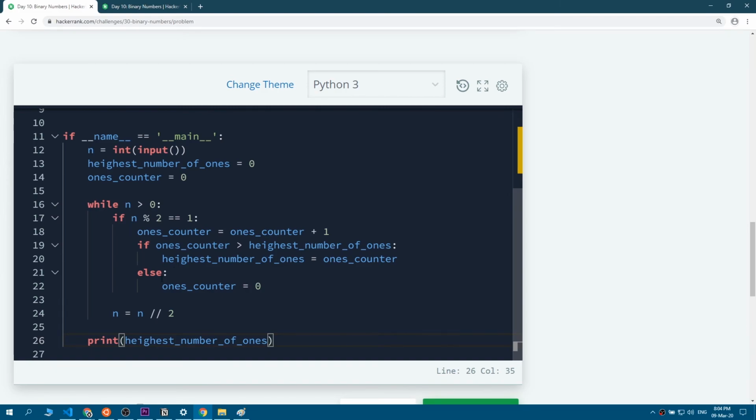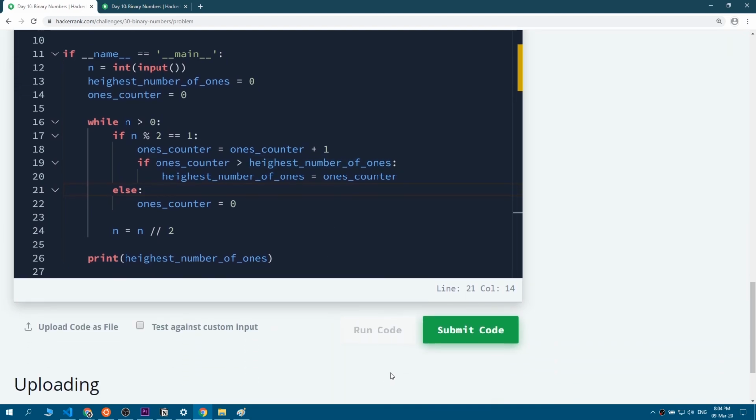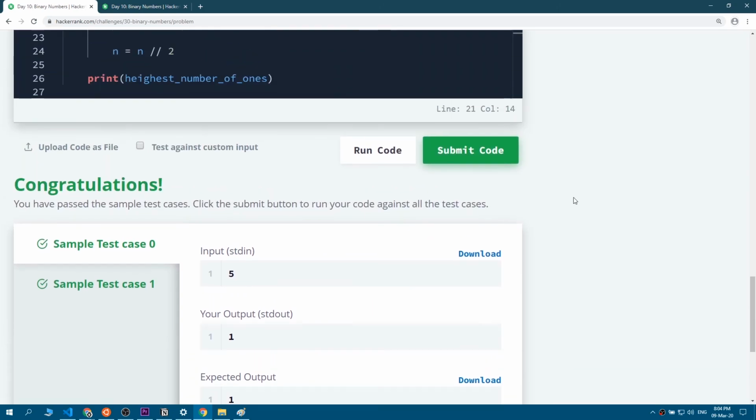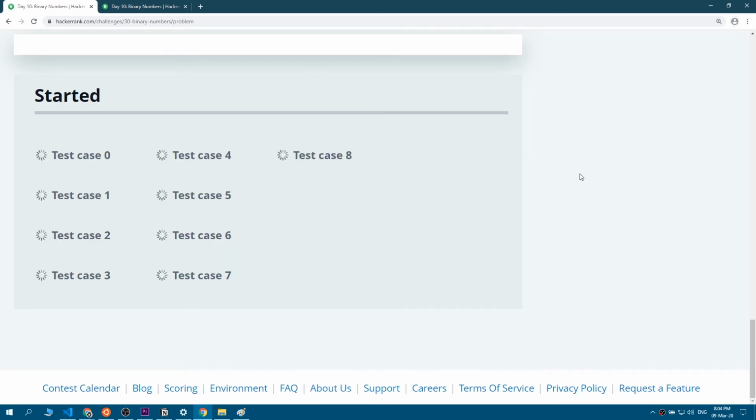Okay, sorry. So we want to reset the ones counter if the remaining is not 1, not if this is not higher. So we'll de-indent this, run the code again. Alright, here we are. So let's submit the code.